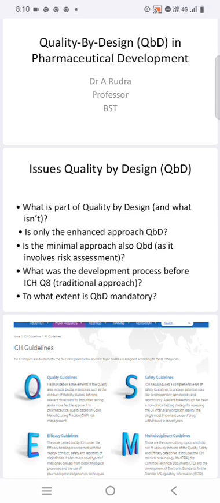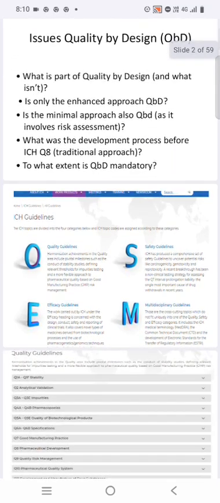Now, what was the development process before the ICH Q8 additional approach? So you all know that ICH Q8 guidelines are there for product development. Now you have to assess the importance of quality by design over the ICH Q8 guidelines, what is the traditional approach. And now the question is, is QbD mandatory in research and pharmaceutical product development?